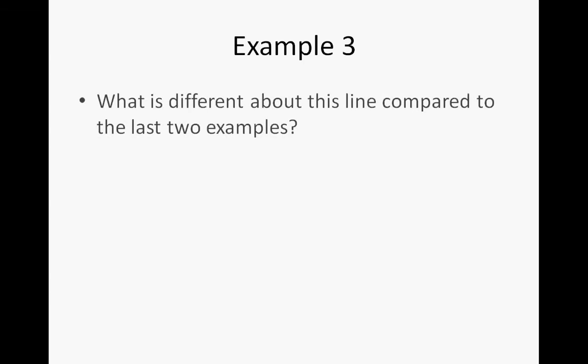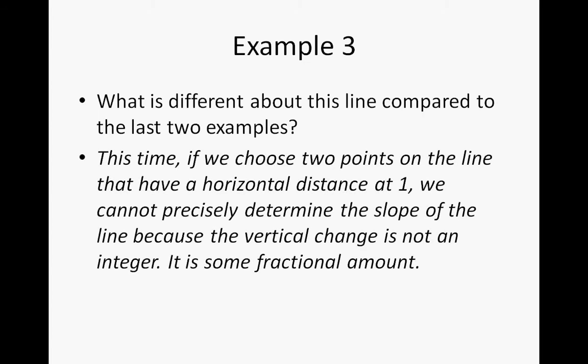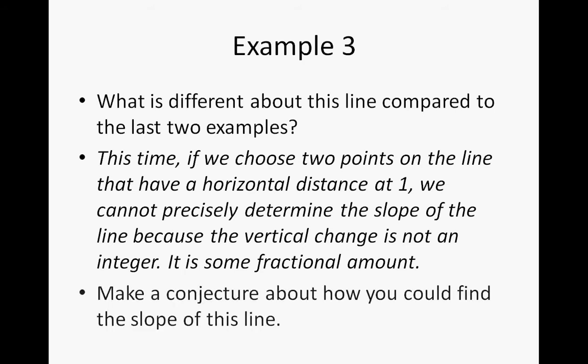So now let's take a look at example 3. What is different about this line compared to the last two examples? Well, this time if we choose 2 points on the line that have a horizontal distance of 1, we cannot precisely determine the slope of the line because the vertical change is not an integer. It is some fractional amount. So make a conjecture about how you think you could find the slope of this line. Go ahead and make an educated guess and put it off to the side, and we'll see if it is correct.